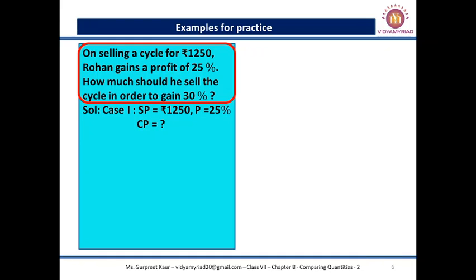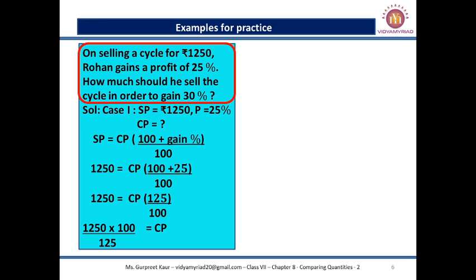So in the first case, we know the selling price but we don't know the cost price. In this case also, I am going to use the same formula to avoid any confusion. I know this formula by heart. So I have written this, put the values here. You can find out CP by cross multiplying or taking it to the other side. You will get CP is equal to 1250 multiplied by 100 upon 125. When you cancel this, CP is 1000.